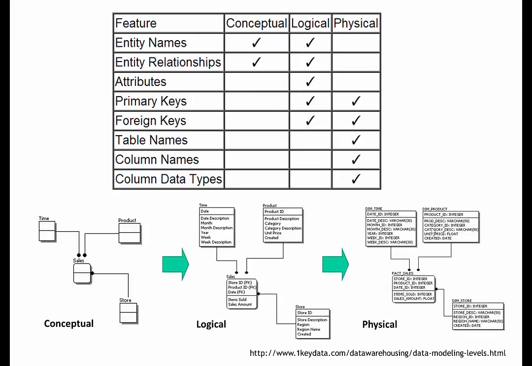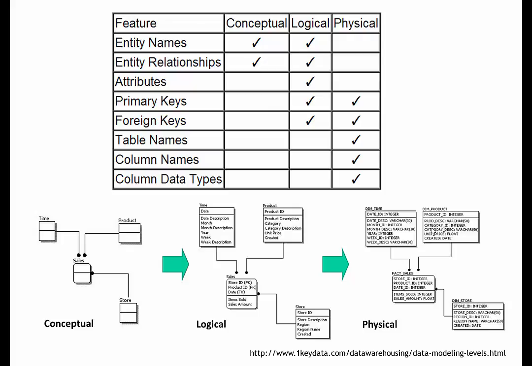This is a diagrammatic version of the similar sort of stage, the difference between the conceptual, the logical and the physical model, both as presented as a table and also as a diagram here. So at the conceptual model, we're talking about the different types of entities and the relationships between different entities. We'll talk about what entities are in a bit. Logical gets into more detail.